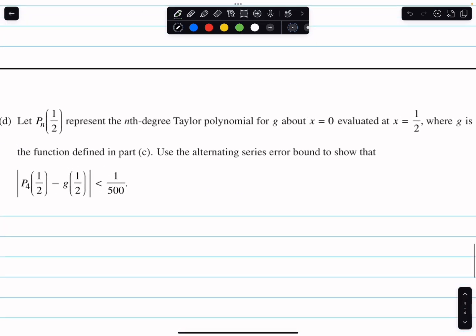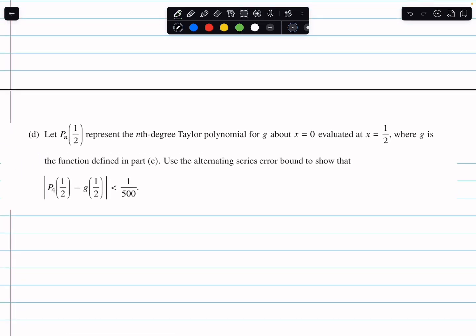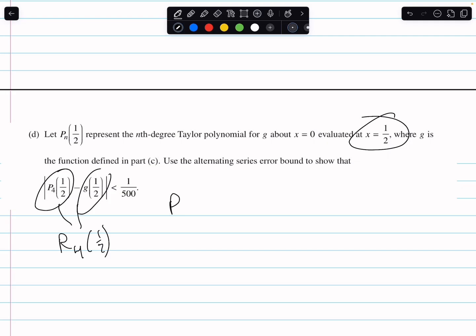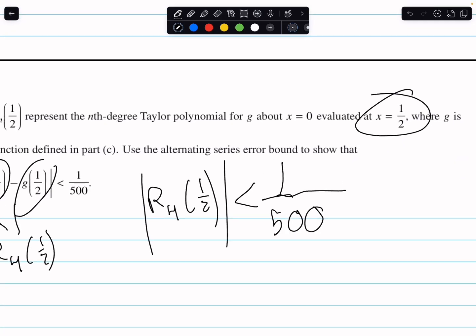Question D: P_n of 1/2 represents the nth degree Taylor polynomial about x equals 0 for g, evaluated at x equals 1/2. That's important. g is the function defined in C. Use the alternating series to show that this is this. So this is actually equal to the remainder, for n equals 4, at 1/2. So we want to show that the remainder at 1/2 is less than 1 over 500, like this.